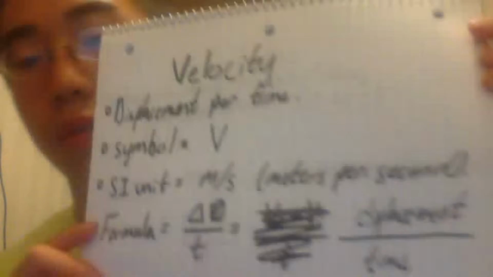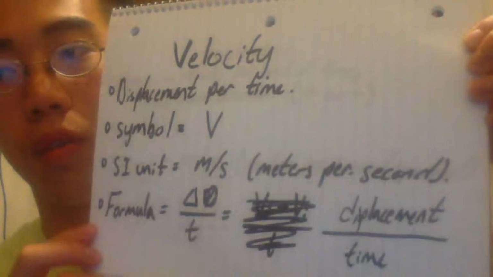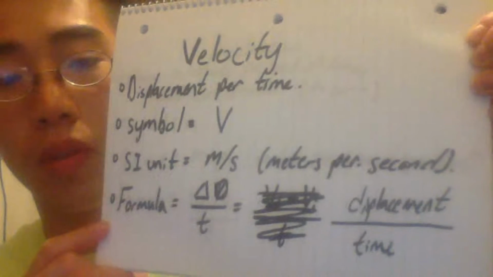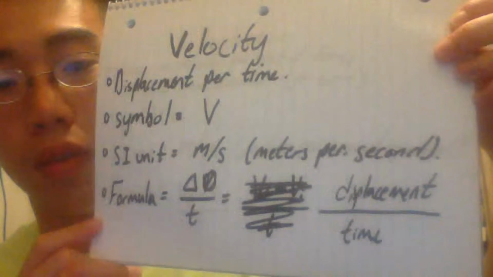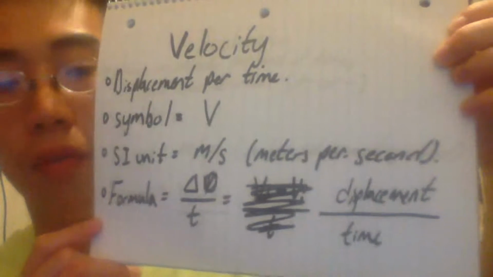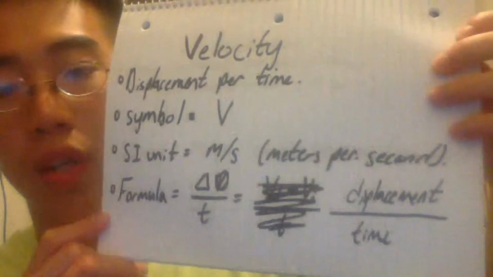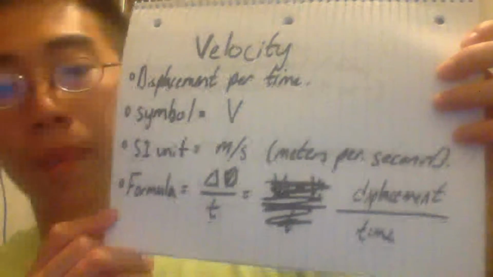First off, we learned velocity, which is displacement over time, or distance over a set amount of time. The symbol is v, the SI unit is m over s, or meters per second, and the formula is delta d over t, or change in distance or displacement over time.